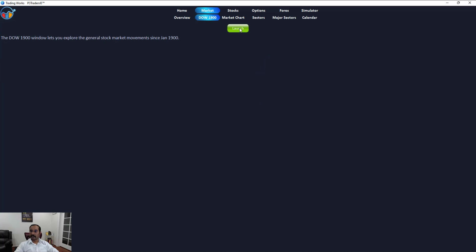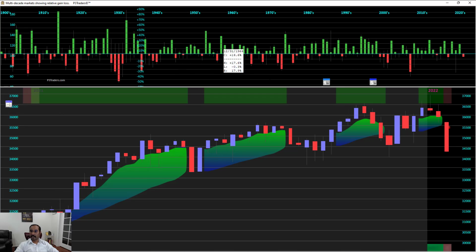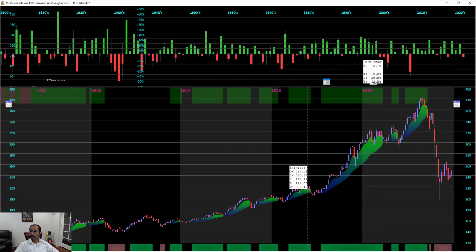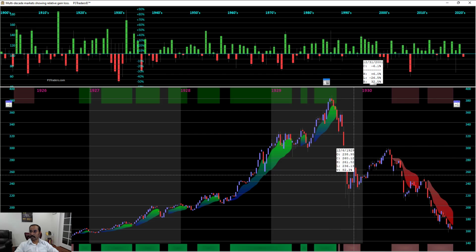With that said, this is Dow 1900, which is nothing but data since the year 1900 till date, from the Dow Jones Industrial Average. The interesting part of this particular chart, and I really love this chart, is that I spend hours on this chart whenever I read a book about the Great Depression or something, so I can go back and see how the Great Depression played out, how it happened and how it worked out.